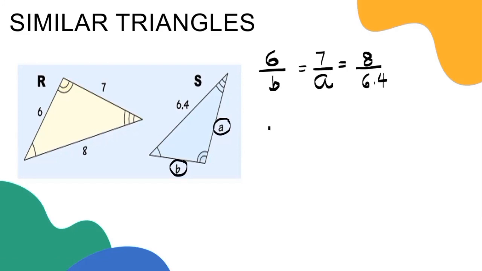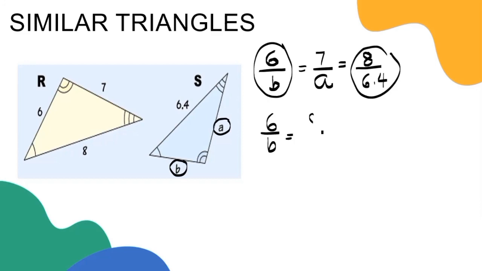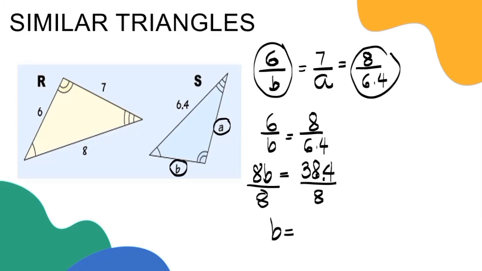So to solve for B, get this and this one, you will have 6 over B equals 8 over 6.4. Cross multiply, 8B equals 6.4 times 6, we'll have 38.4. Divide both sides by 8, B equals 4.8. Okay? B is equal to 4.8.